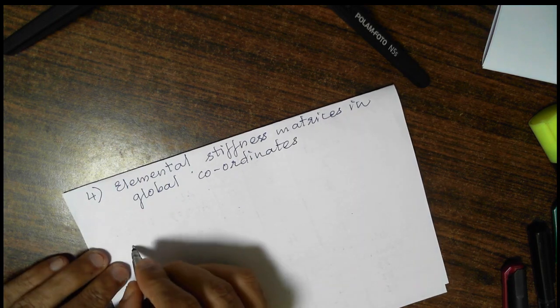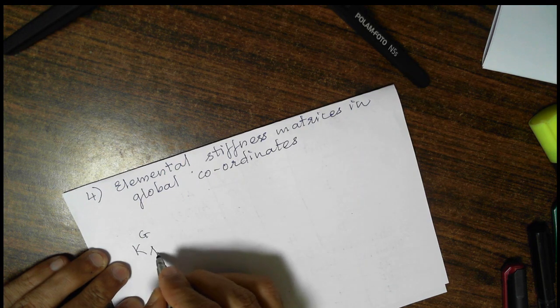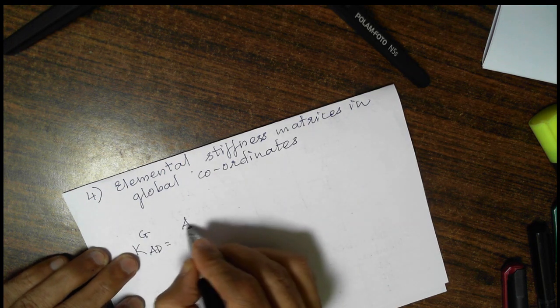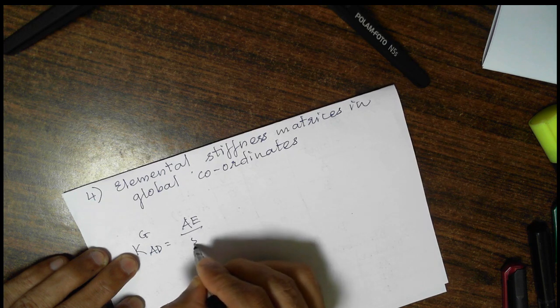So first element, K global AD. I know the formula is AE upon L. L for AD is 5.